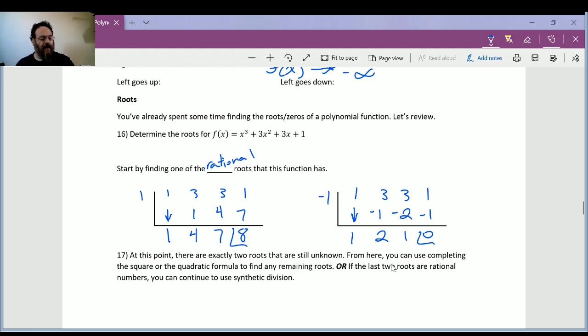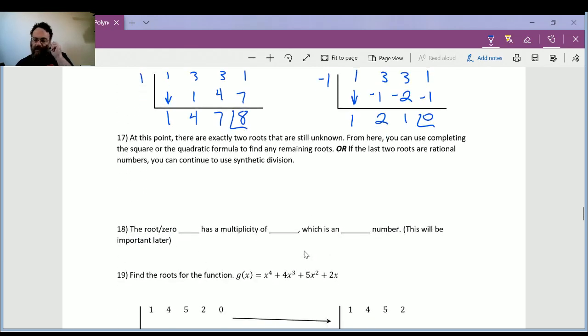Okay. At this point, there's exactly two roots that are still unknown. This is a third degree polynomial, so there's supposed to be three roots. We found one of them, it's negative 1. From here we can continue completing the square or quadratic formula, or if they do happen to be rational numbers, we can just continue with synthetic division. Okay? However you want to do it.